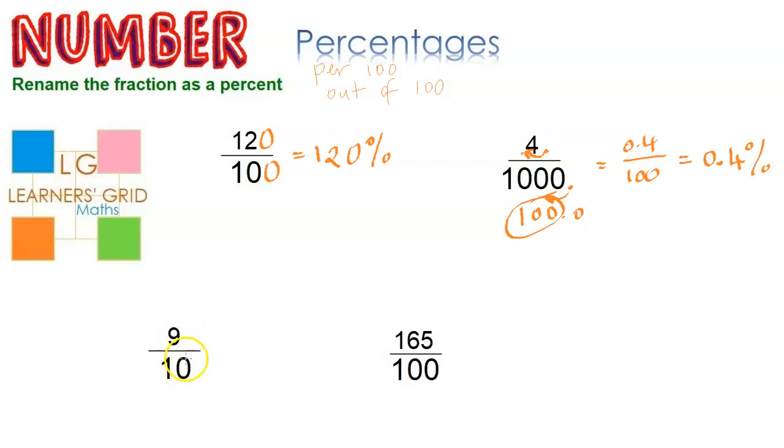This one here, 9 over 10, so 10, I need it out of 100, so multiply by 10 with the numerator, and so 90% is the percentage. This one here, it's out of 100, great. That means 165% is the answer. All done.